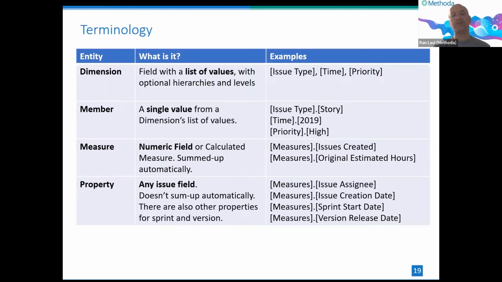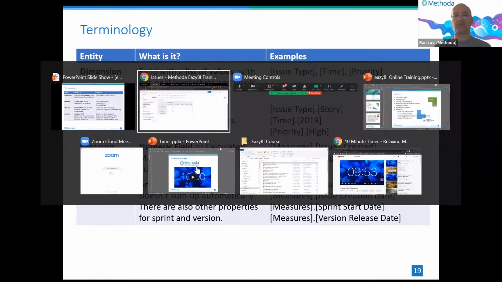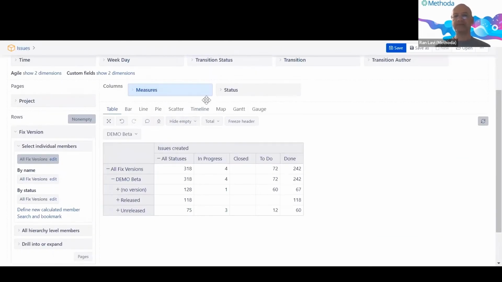If you want to do something else, it's possible to do it, but you need to start to use other measures or to use formulas in order to do it. So let's look at a few examples. Let's say that I want to get rid of this status dimension.